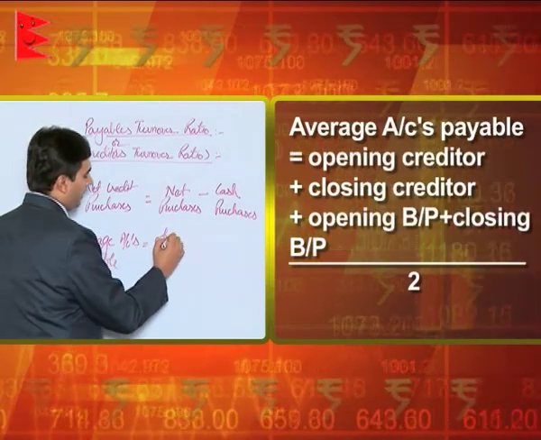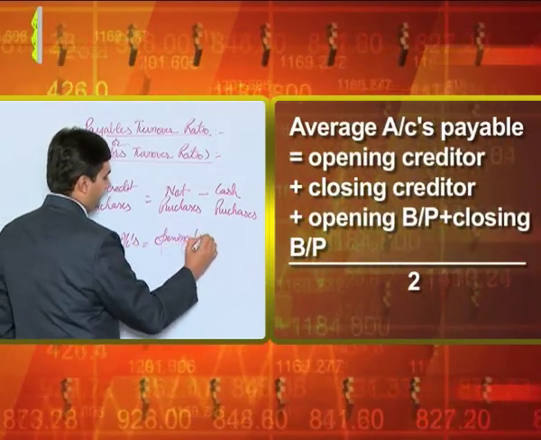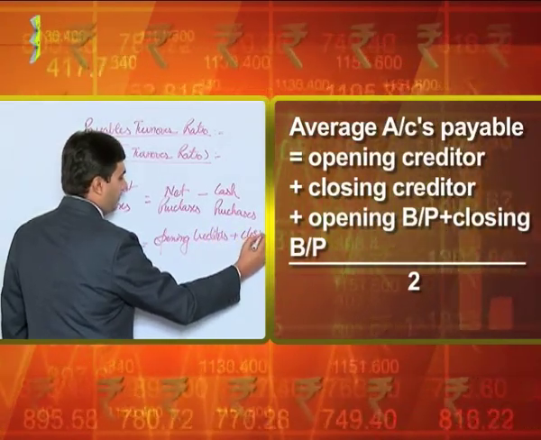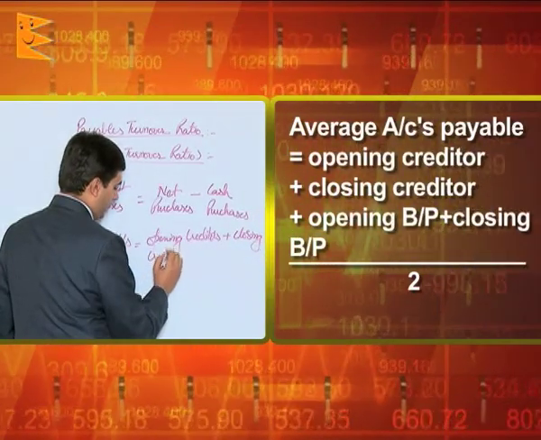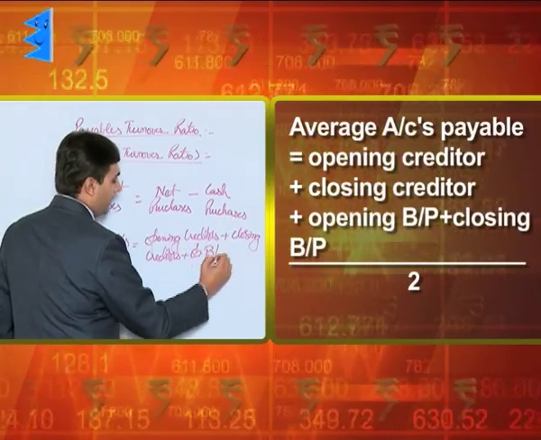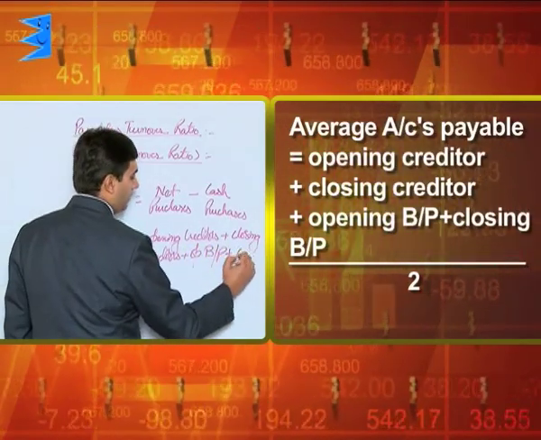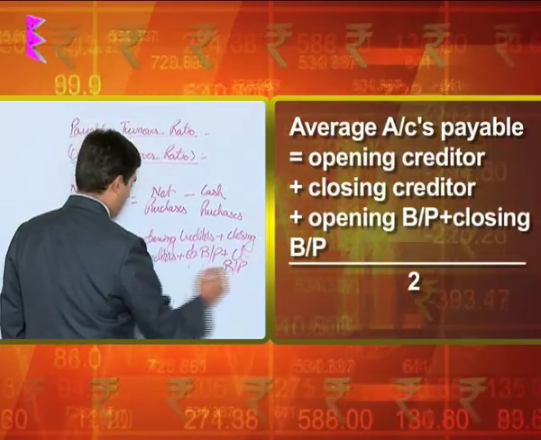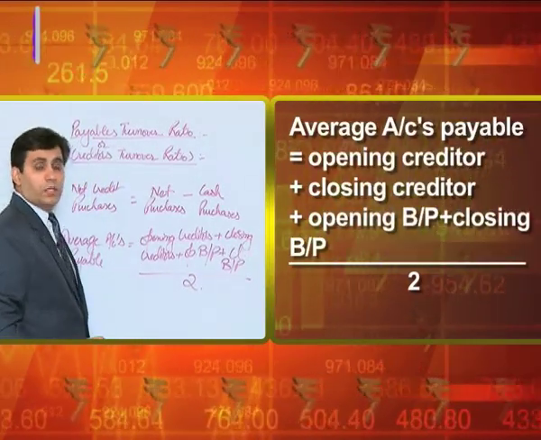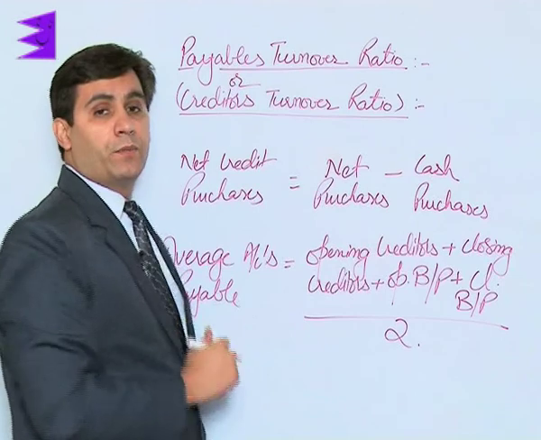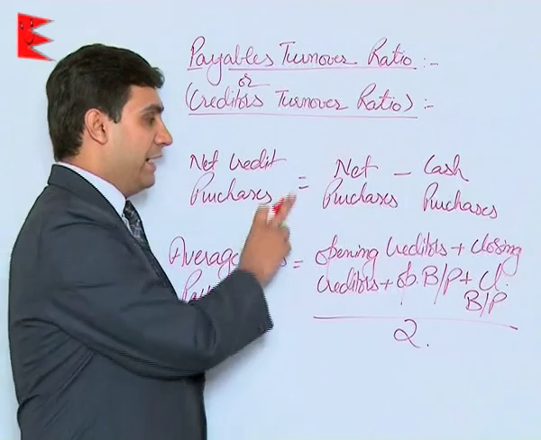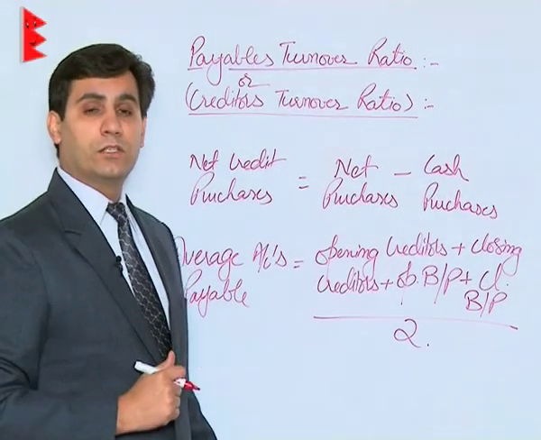are equal to opening creditors plus closing creditors, opening bills payable plus closing bills payable, the sum total of all these four divided by 2. So we can calculate the numerator by this formula and the denominator by this formula. Once we have calculated both of them, dividing them will give us creditors turnover ratio.